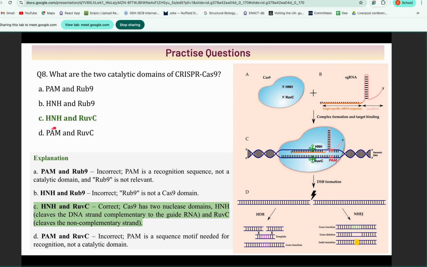Okay, so the right answer is option C, which is HNH and RuvC. These are the two nuclease domains, in which HNH cleaves the DNA strand complementary to the guide RNA, whereas RuvC cleaves the non-complementary strand. So this is the RuvC and this is the HNH. This is my strand which is complementary to my guide RNA, which is cleaved by HNH. This is the non-complementary strand and this is cleaved by RuvC.